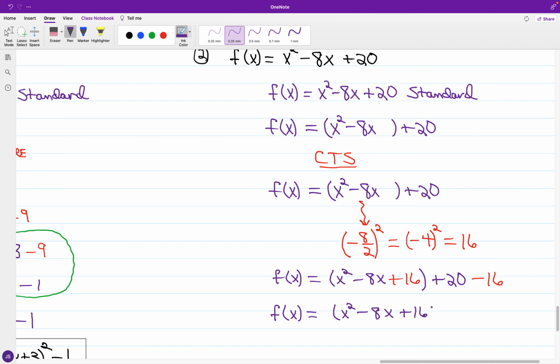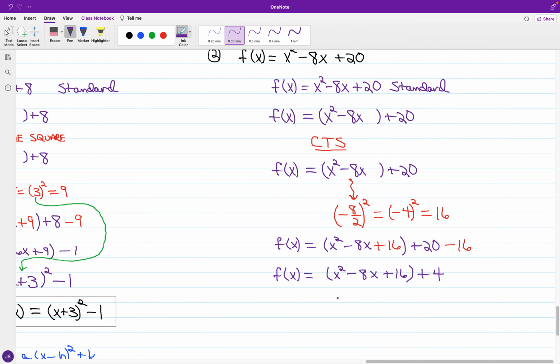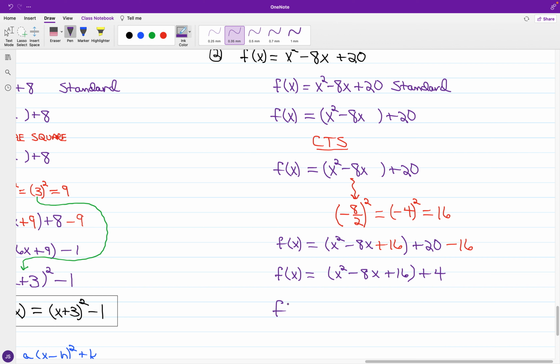So for now, we have x squared minus 8x plus 16, and this is going to be a squared trinomial. And 20 minus 16 is going to be a plus 4. In arriving at the vertex form, x squared minus 8x plus 16, x squared is going to be the square of x. For the rest of the binomial, we go back to the constant 16, which we added, and this originated from having squared out negative 4.